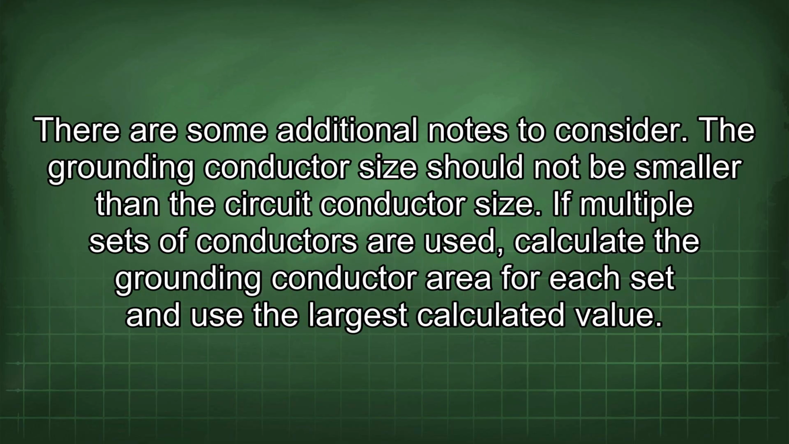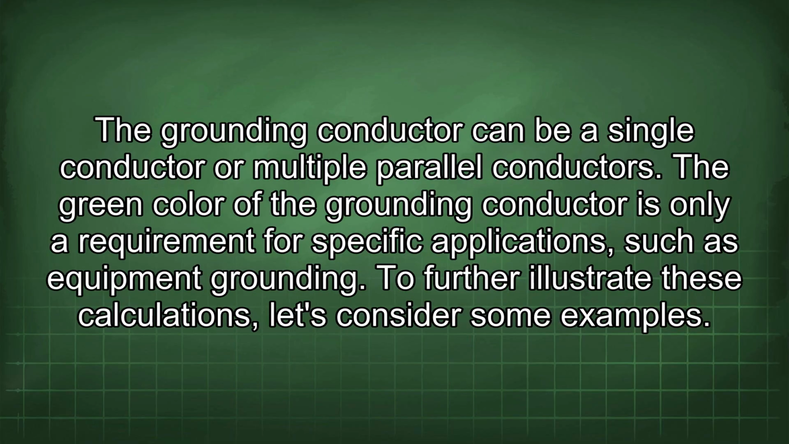There are some additional notes to consider. The grounding conductor size should not be smaller than the circuit conductor size. If multiple sets of conductors are used, calculate the grounding conductor area for each set and use the largest calculated value. The grounding conductor can be a single conductor or multiple parallel conductors. The green color of the grounding conductor is only a requirement for specific applications, such as equipment grounding.